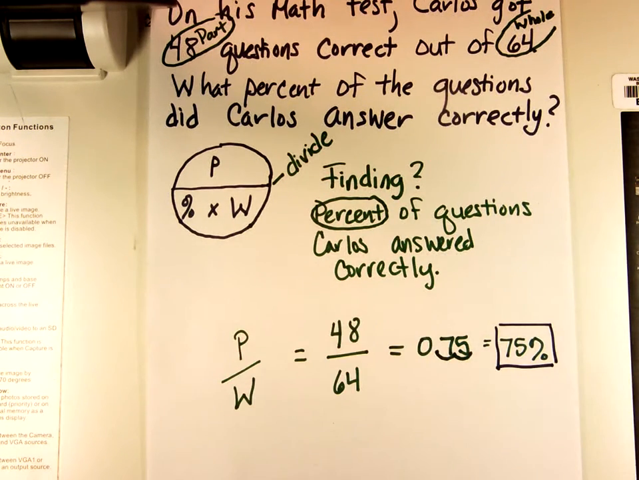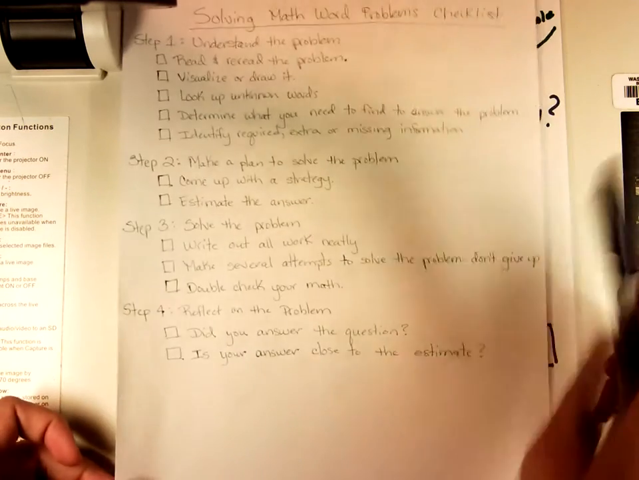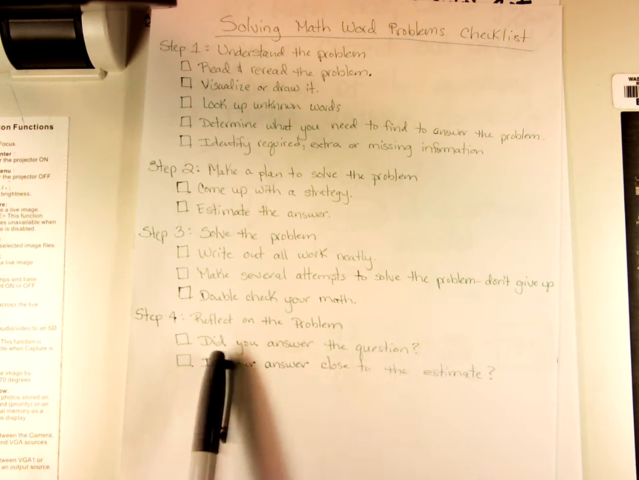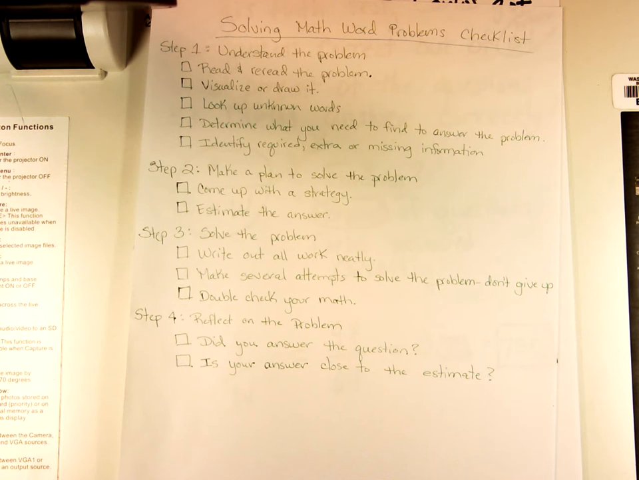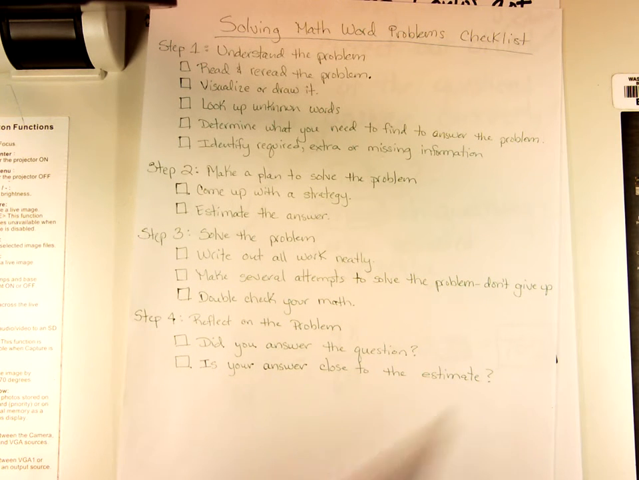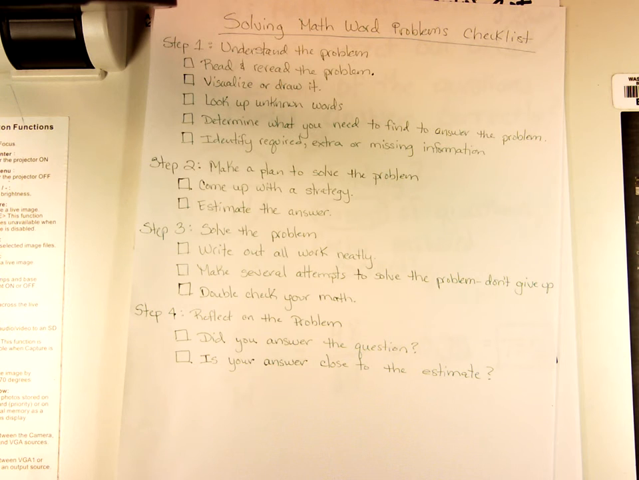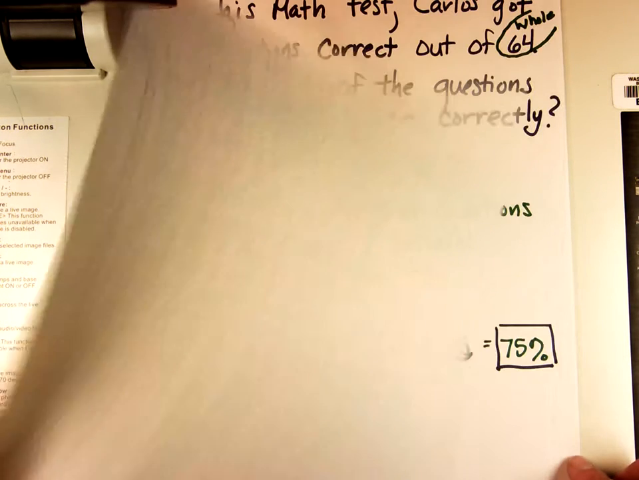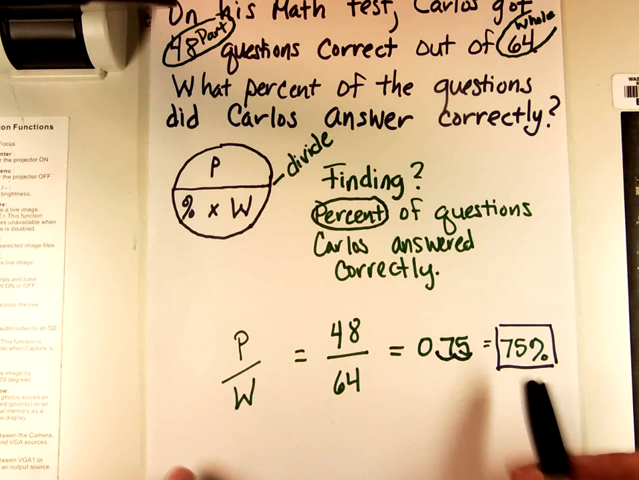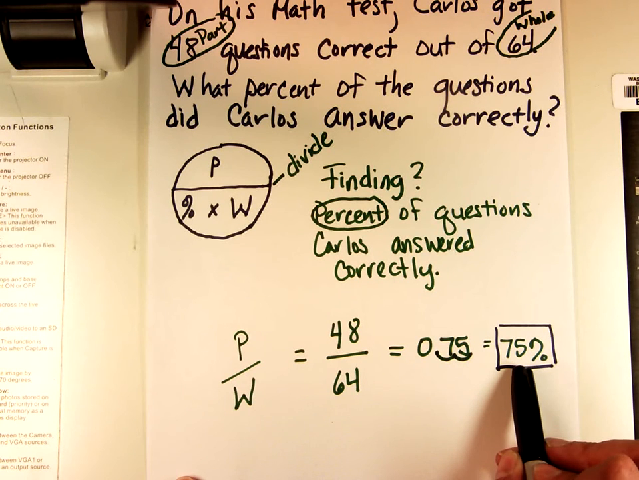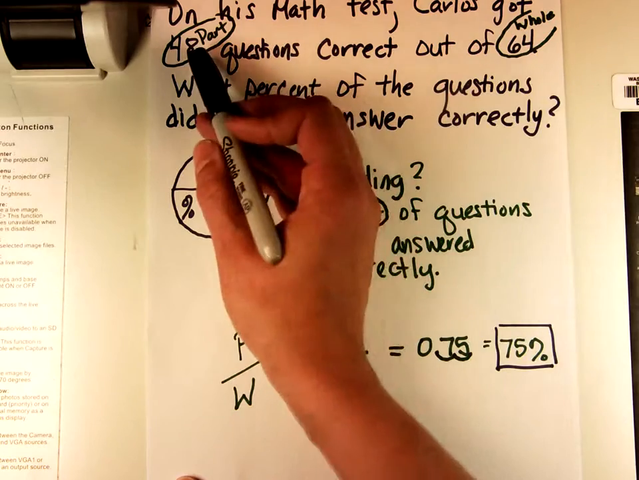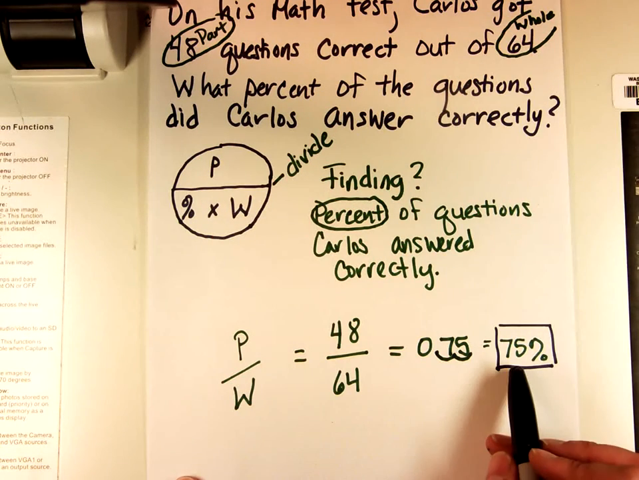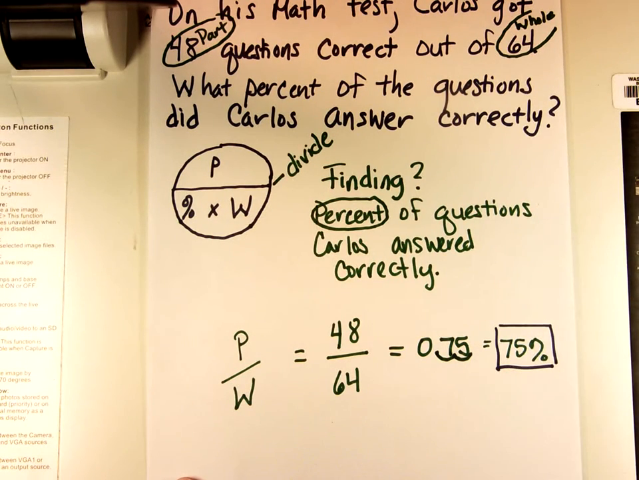Okay, so let's go back to our checklist. We want to reflect on the problem. Did we answer the question? Yes, we did. And is your answer close to the estimate? Well, I estimated that we would be between 60 and 80%. So that to me seems reasonable. So Carlos got 48 questions correct out of 64, which means that he answered 75% of the questions correctly.